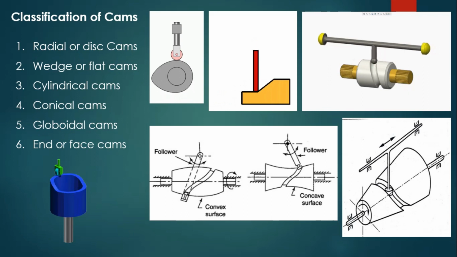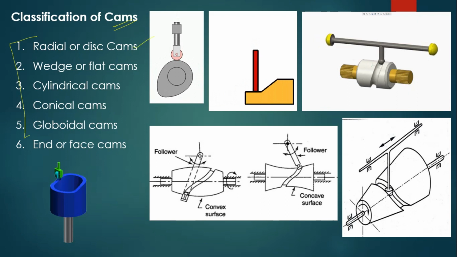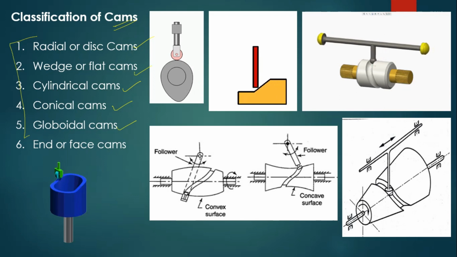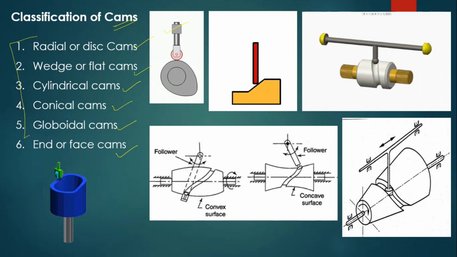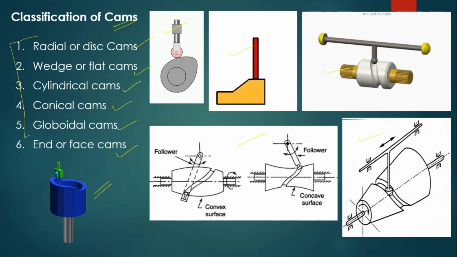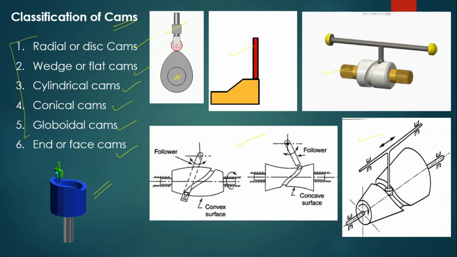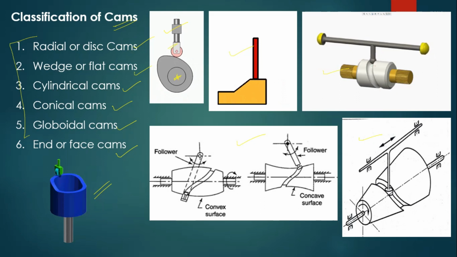Classification of cams. Basically the cam is divided into six major categories. One is radial cam, wedge cam, cylindrical cam, conical cam, globoidal cam, and end or face cam. See the picture, this is the radial cam, right? And this is the wedge or flat cam, and this is the cylindrical cam, conical cam, globoidal, and end or face cam, right? In a radial cam, the follower reciprocates in a plane perpendicular to the axis of the cam. This is the axis, and this follower reciprocates in a plane perpendicular to the axis of the cam, right?